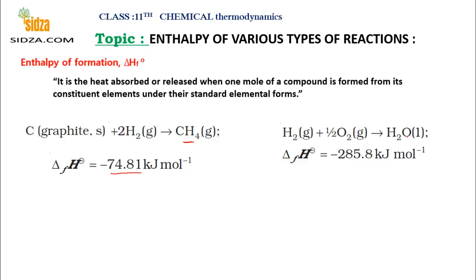Here the enthalpy of formation of water is negative 285.8 kilojoules per mole. That is the enthalpy of formation of water, because that is the heat change which occurs when 1 mole of water is formed from hydrogen and oxygen.